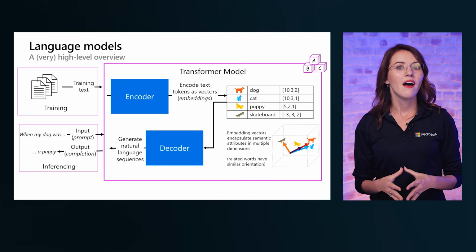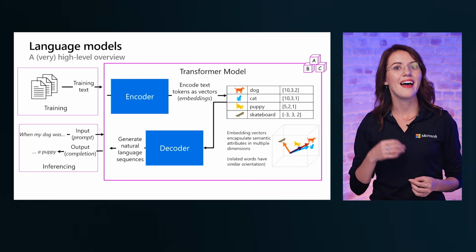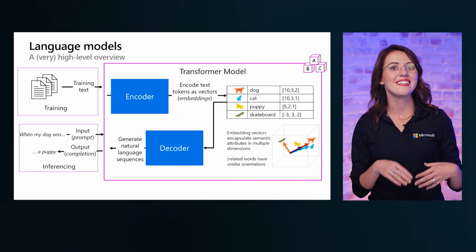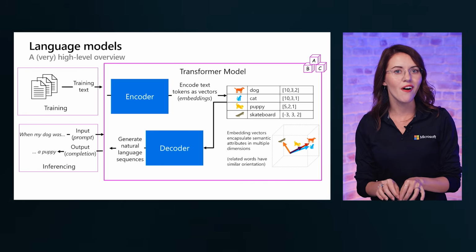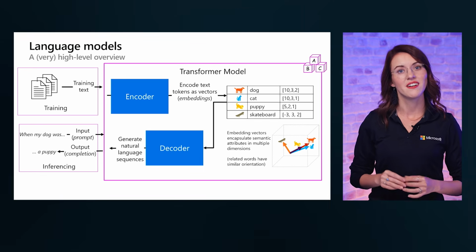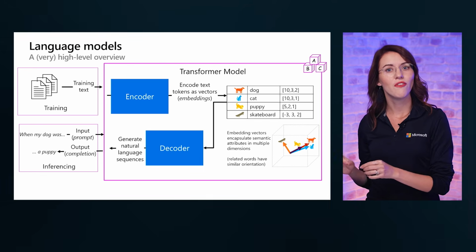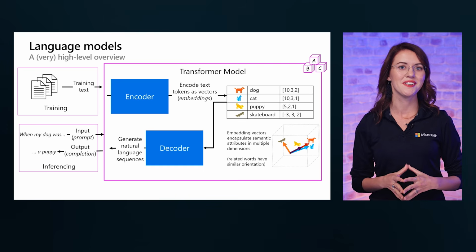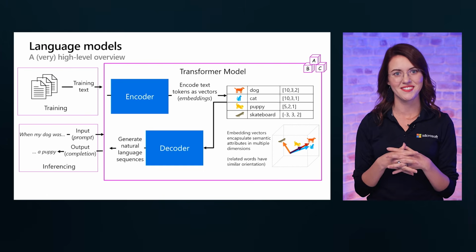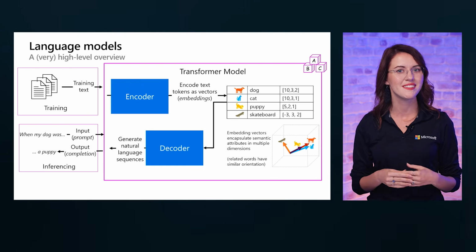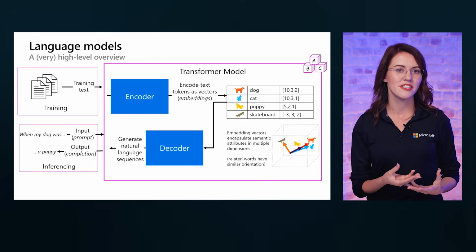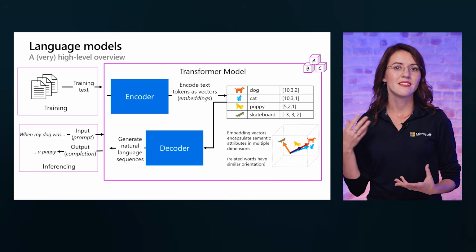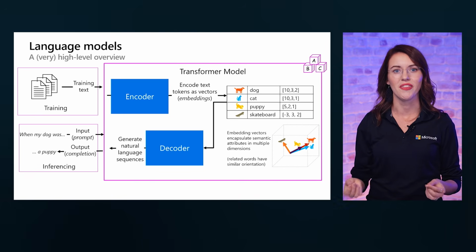This process happens one token at a time, building a sentence step by step. The encoder focuses on understanding context, while the decoder focuses on generating coherent output. Together, they make transformers incredibly powerful for tasks like translation, summarization, text generation, and so on.